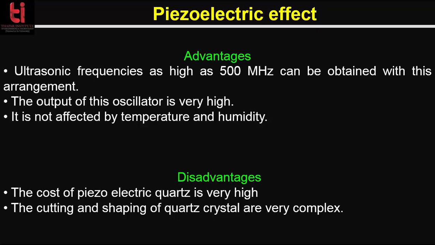Now, the advantages of these methods are ultrasonic frequencies as high as 500 MHz can be obtained with this arrangement. The output of this oscillator is very high. It is not affected by temperature and humidity. And the disadvantages are the cost of piezoelectric quartz is very high. The cutting and shaping of the quartz crystal are complex. So that's all for today, and in the next class I will discuss the applications of ultrasonics.